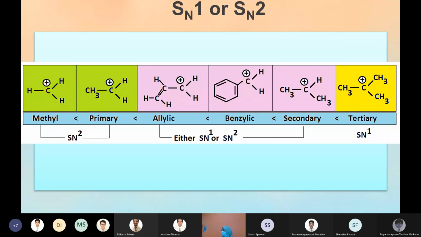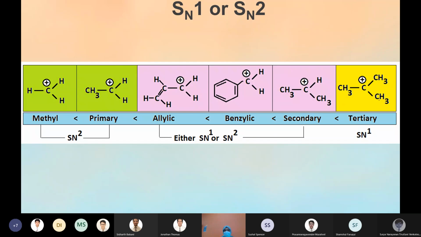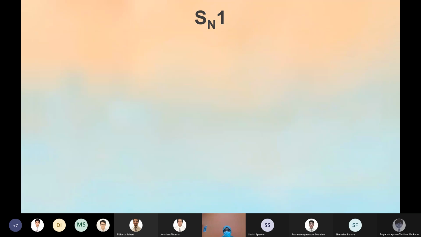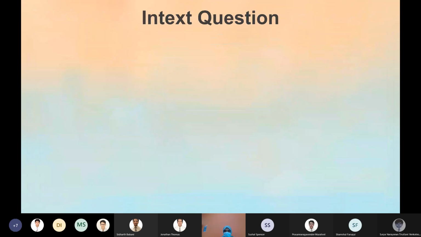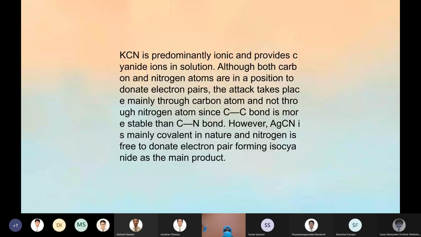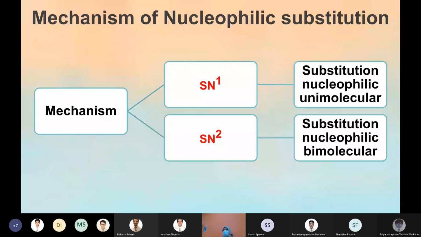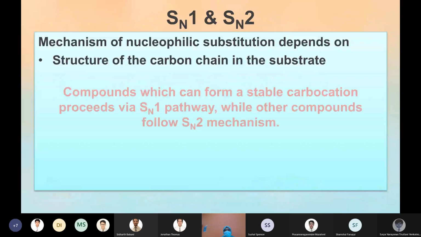Anyway, I'm not moving to the next topic now. We'll just go through it one more time so that you'll get a clear picture. It's substitution. The first chemical reaction we are learning for haloalkanes was nucleophilic substitution. In nucleophilic substitution, based on the mechanism, it is of two different types. We classified it as unimolecular and bimolecular. Then we started with SN2.